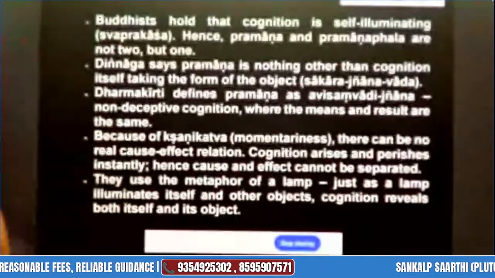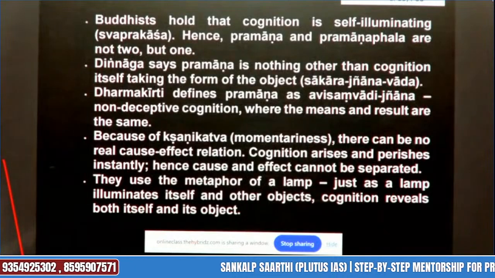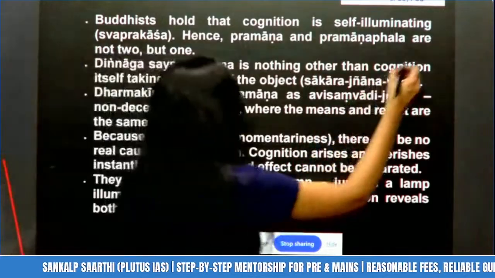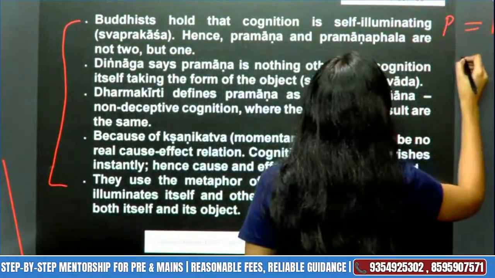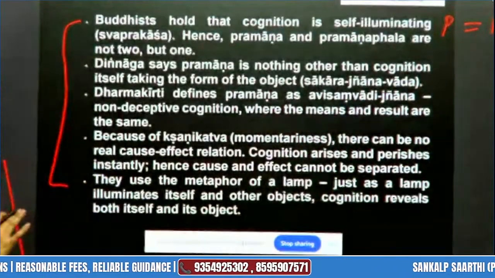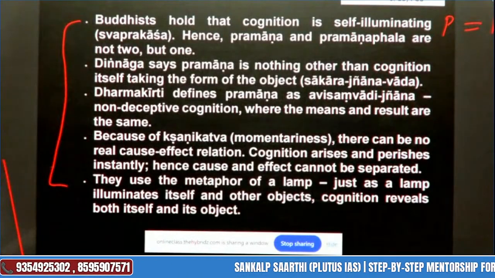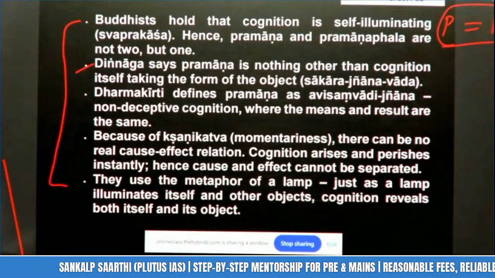Okay, now the Buddhist view. Buddhists hold that cognition is self-illuminating. Hence, pramana and pramanaphala are not two but one. You can write this also. Not like PPT, you have to write exact words. Pramana equals pramanaphala, to explain it. And Dignaga says pramana is nothing other than cognition itself taking the form of the object. This we have explained with an example also.